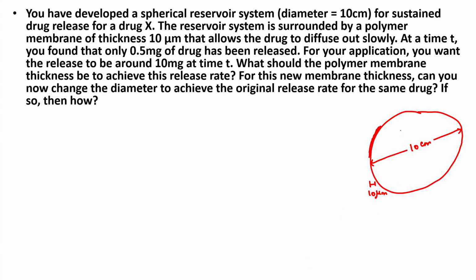and all of this is filled with the drug X, and this is of course a polymeric membrane. This reservoir system allows the drug X to diffuse through this membrane to come out, and this was designed, a certain amount of drug was loaded into this. However, at any time t we found that only 0.5 milligram of drug is coming out.